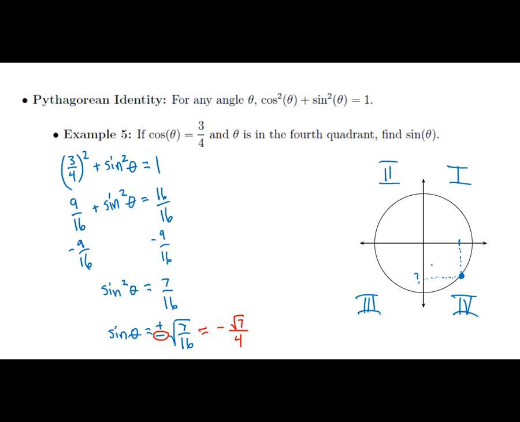Okay, and in my picture here, it probably looks like this should be pretty close to -3/4 the way I drew it. This is actually a little closer to 0 than -3/4. But my picture is a little imperfect there. But that's going to be the value of my sine if I know that the cosine is 3/4 and I also know that the point is in quadrant 4.